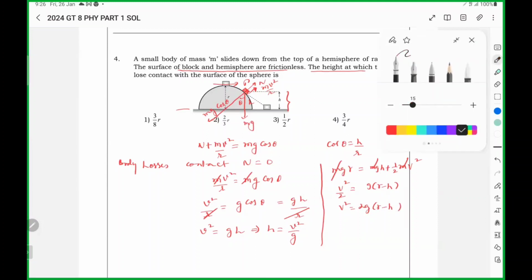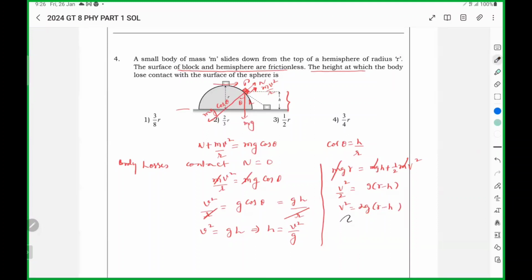So in place of h, v square is 2g into (r minus h) by g, which is 2r minus 2h. So here, 3h is equal to 2r. h will be 2r by 3. So the second option is correct.